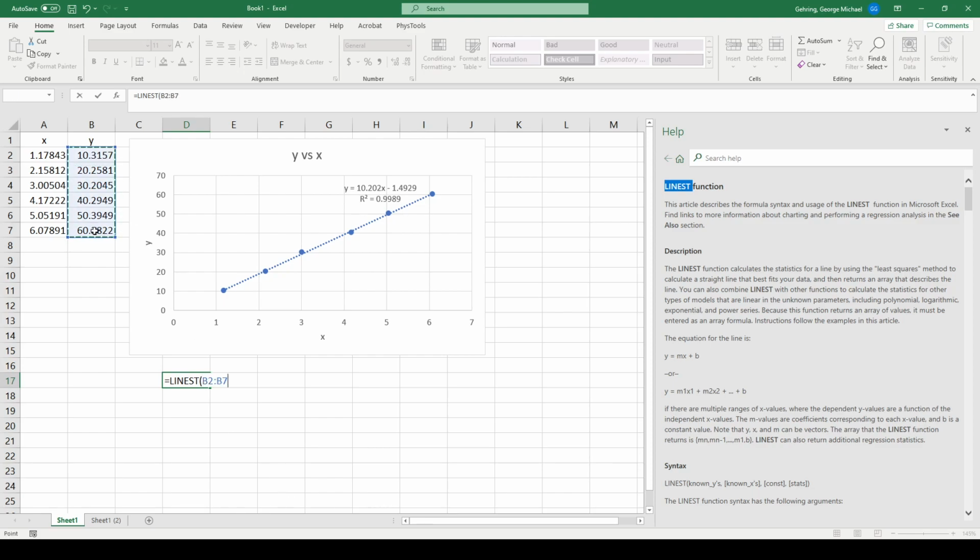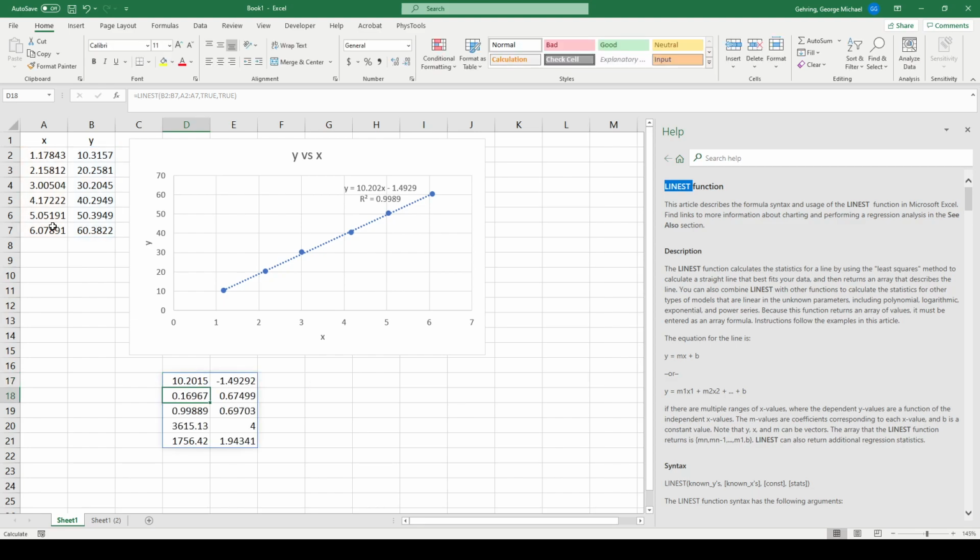I need the y values first, then the x values. For the last two arguments, I want TRUE to tell it not to force the intercept to 0, and another TRUE to tell it to give me extra statistics. And you see I get a set of 10 cells here keyed off of this one.